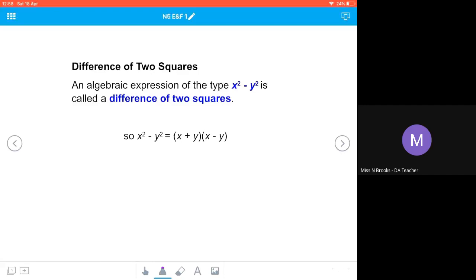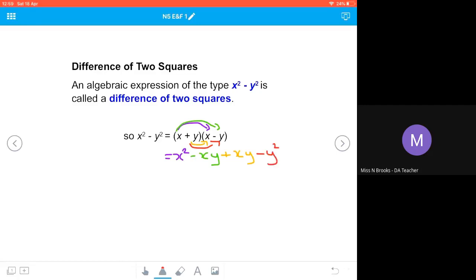Now if we expand that bracket and do our FOIL, so we do x multiplied by x, that's going to give us x squared. Then x multiplied by negative y is a negative xy, and remember we put our letters in alphabetical order. That way we can make sure if we've got anything that's going to be able to be cancelled out or gathered together. And then we're going to have the plus y multiplied by x is going to give us a plus xy. And then negative y multiplied by that positive y is going to give us negative y squared.